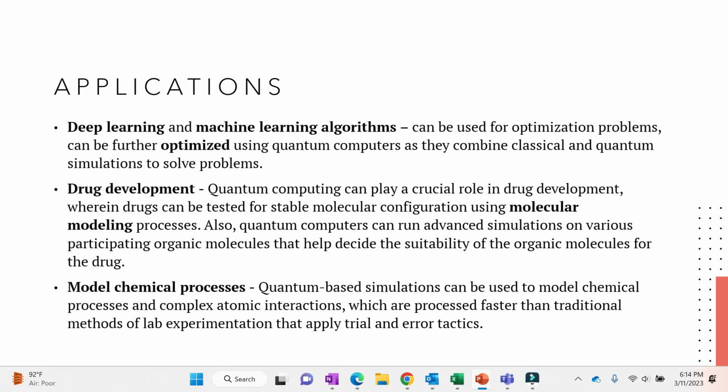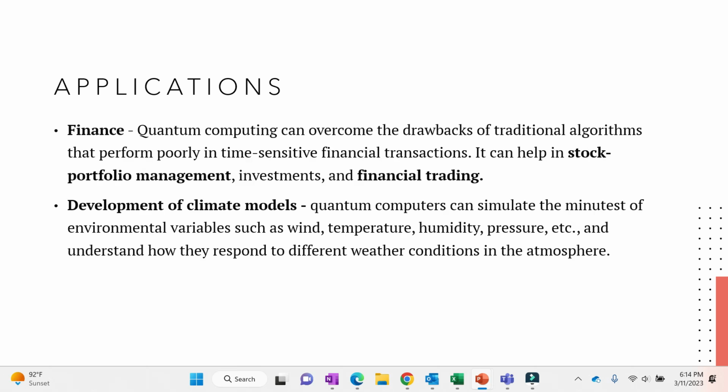Another thing is modeling chemical processes. Quantum based simulations can be used for modeling very complex chemical processes and atomic interactions. They are much faster than the traditional methods of experimentation, which will have errors as well. So for these kinds of chemical processes which require simulations, quantum computing can be used.